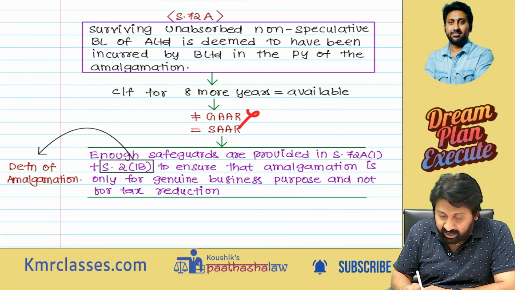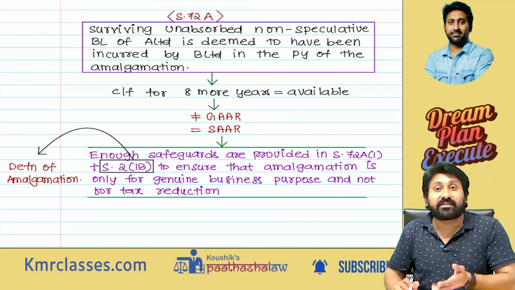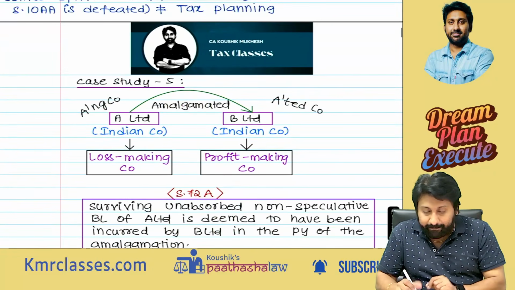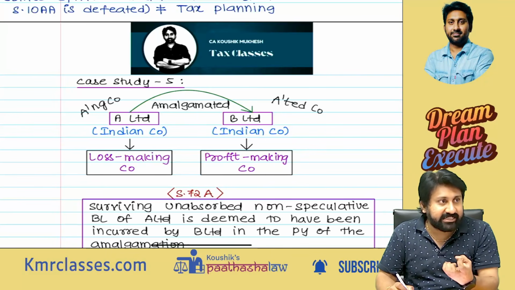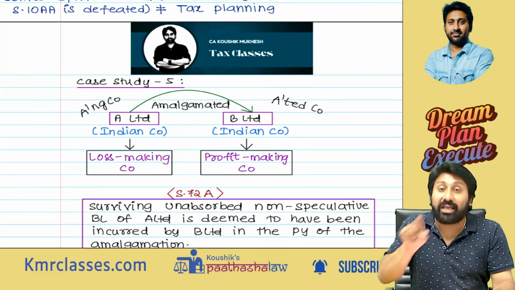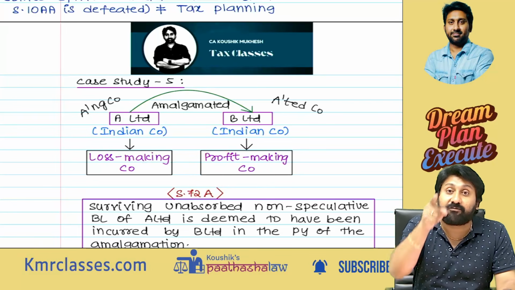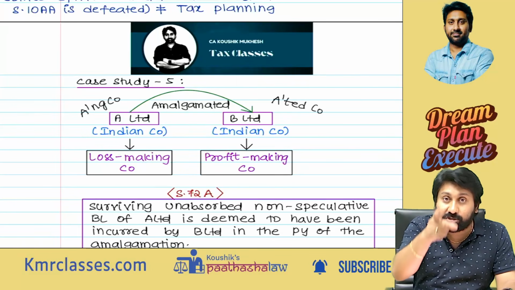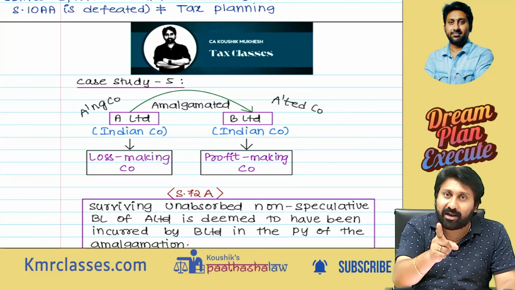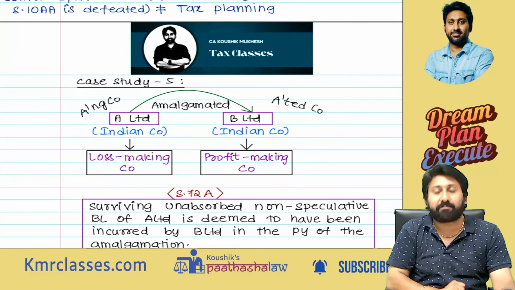This is not a GAAR. This is a SAAR. Why is this a SAAR? Now what will happen? This profit-making company will reduce its tax. It will avoid. So therefore, intentionally, just to reduce the tax benefit, if you go for amalgamation without any genuineness in the transaction, that amalgamation will be treated as null and void by the department.